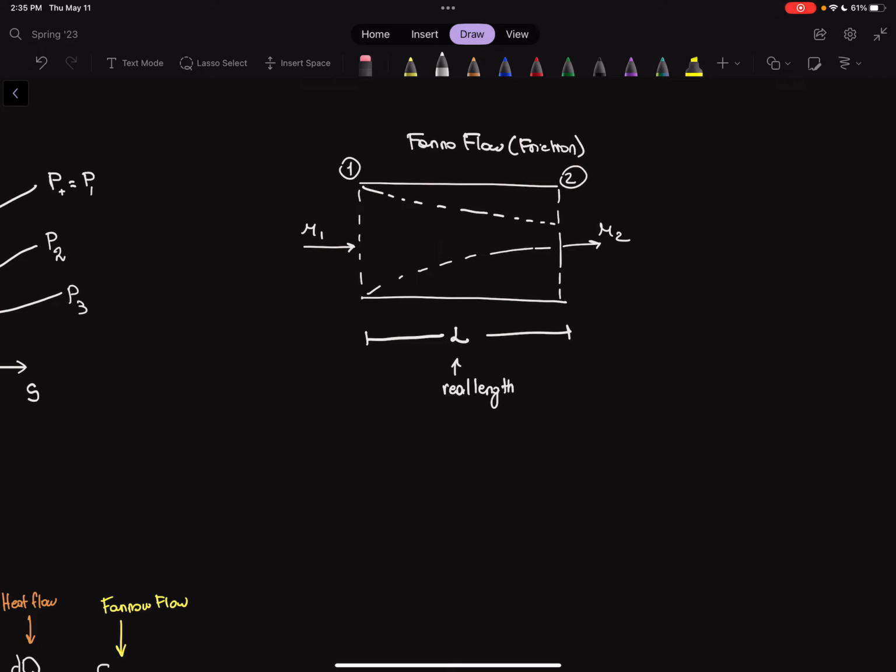D is the diameter of the pipe. Okay. So that would be that.